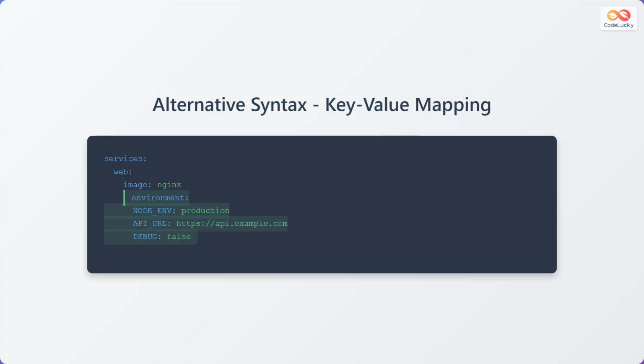Docker Compose also supports an alternative syntax for specifying environment variables, using a key value mapping format. Instead of listing the variables with a hyphen, you can define them as a dictionary. For example, NODE_ENV: production, API_URL: https://api.example.com, and DEBUG: false.